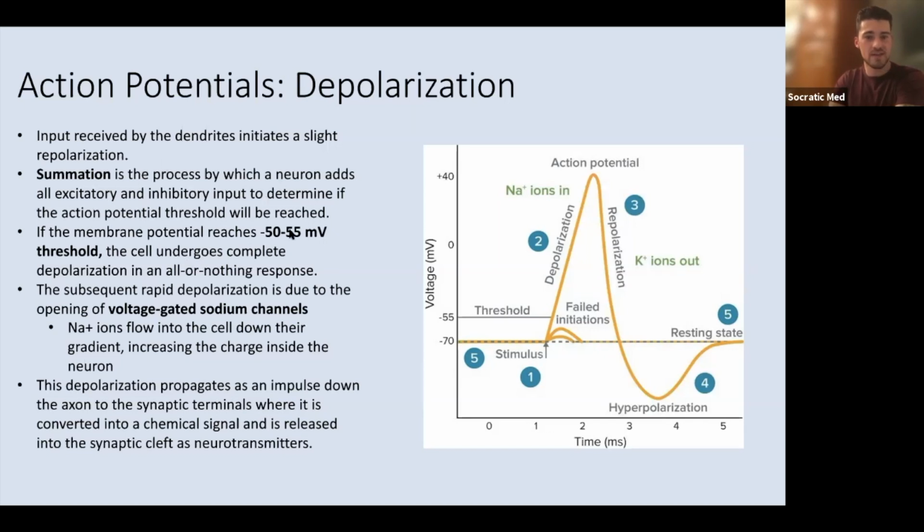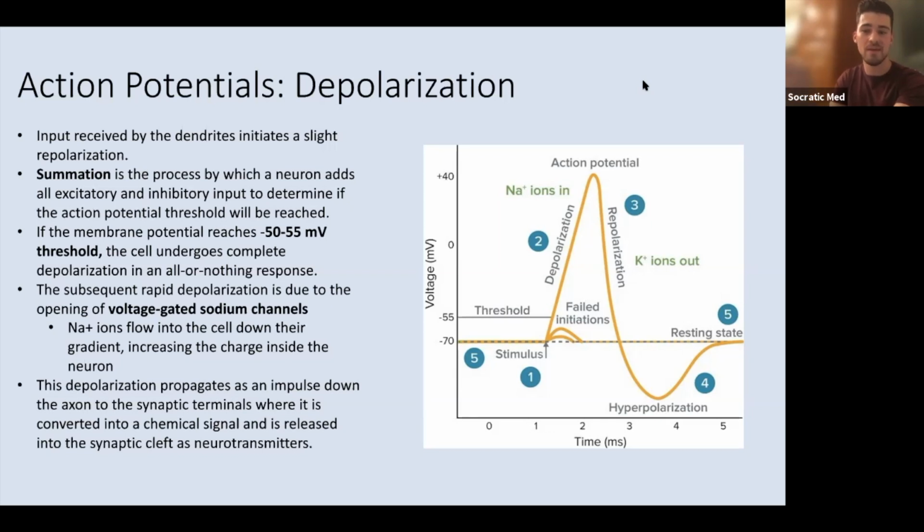Like I just said, if the membrane potential reaches the -55 millivolt threshold, the cell undergoes complete depolarization. The subsequent rapid depolarization is due to the opening of voltage-gated sodium channels. That's why -55 millivolts is significant, because at that point, that is the proper voltage level at which the voltage-gated sodium ion channels open. So sodium ions flow into the cell down their gradient, and it increases the charge inside the neuron.